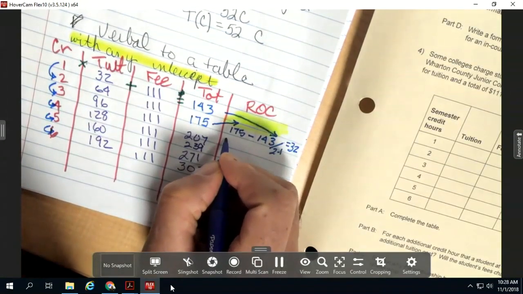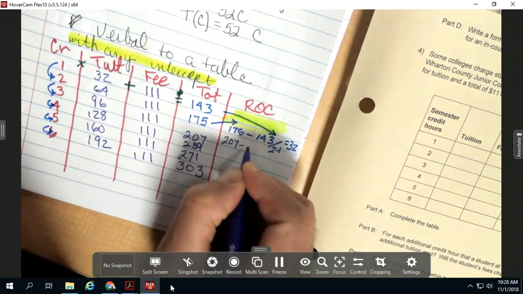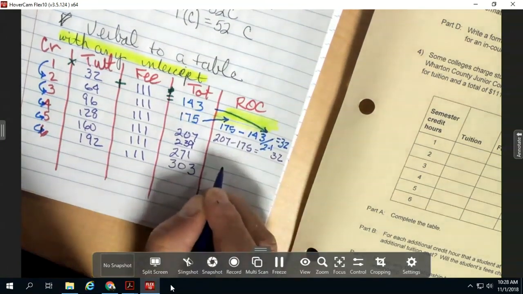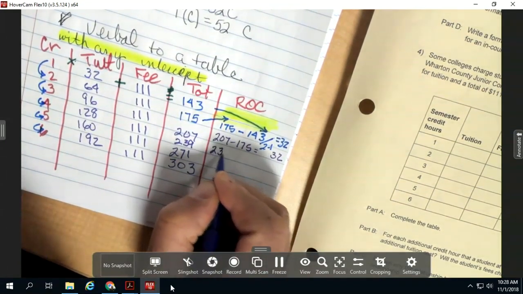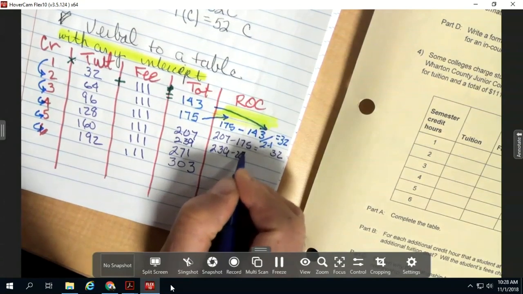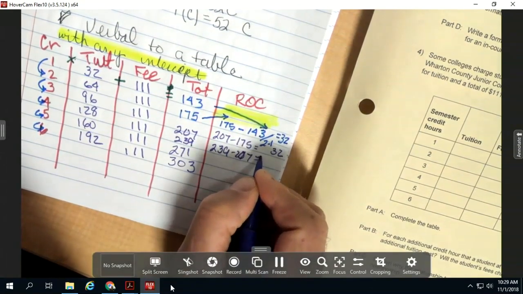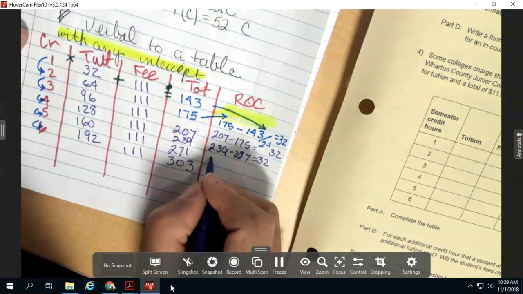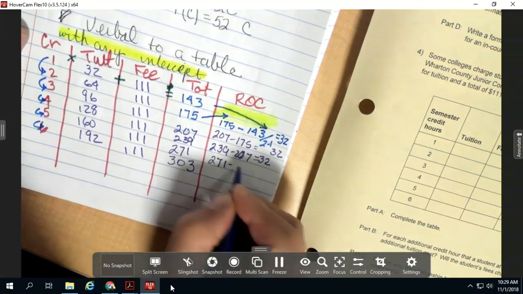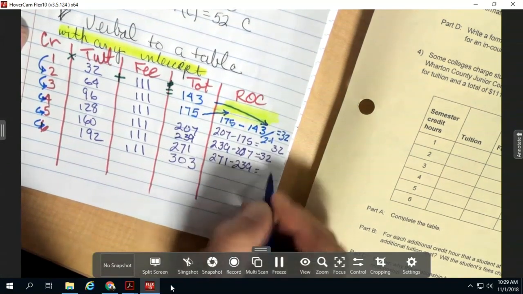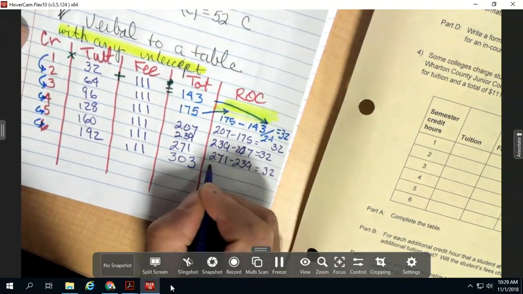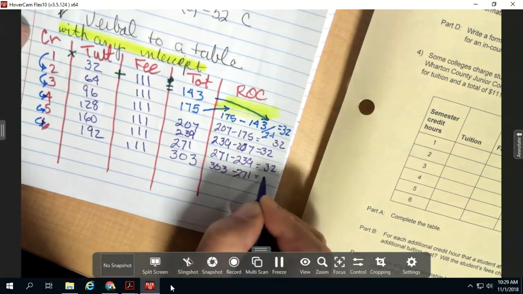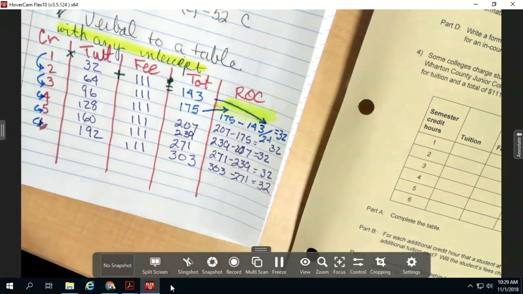For this one, we're going to take 207 minus 175, and we get $32. 239 minus 207, and we get $32. Is that what you got in every case? 271 minus 239 is $32. 303 minus 271 is $32.